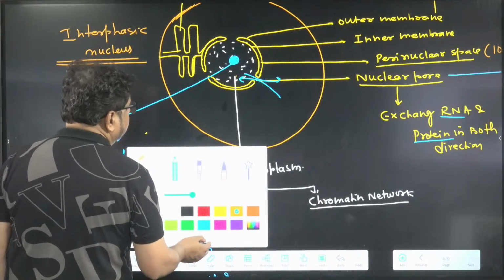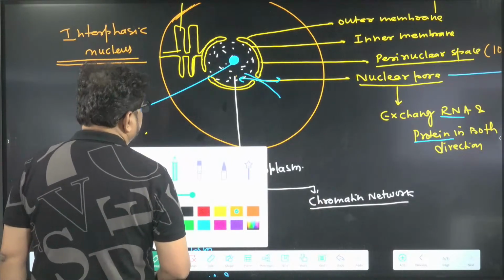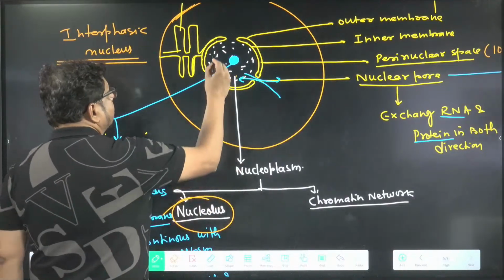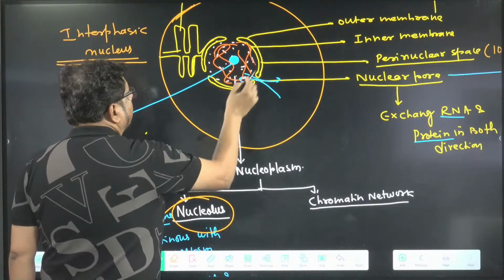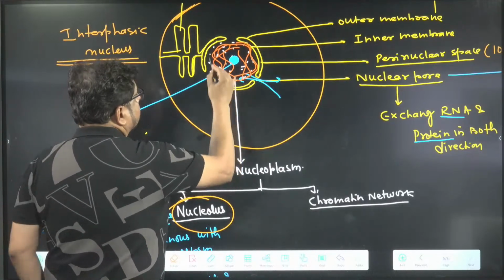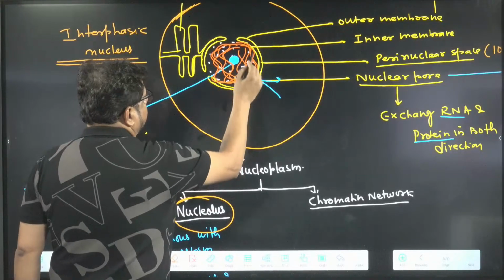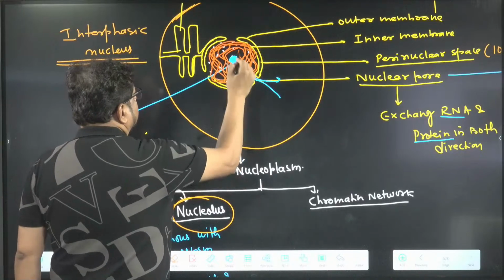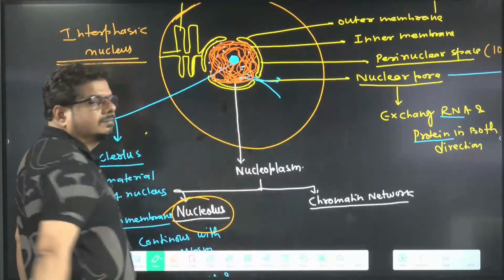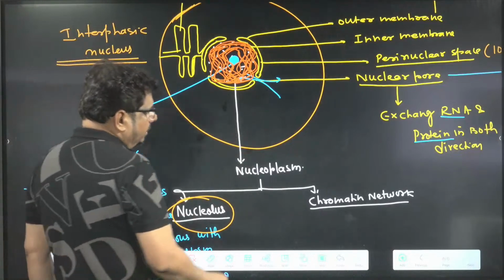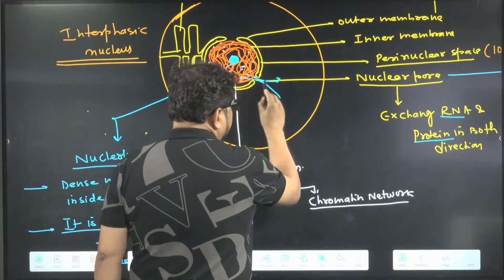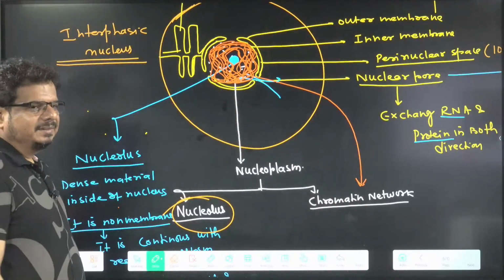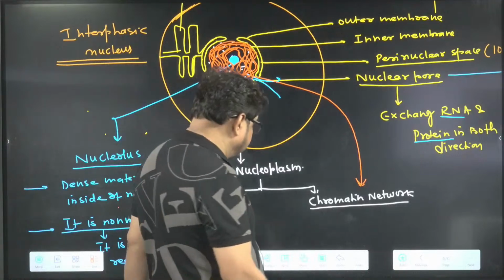How is it present? First try to understand with the help of a diagram. Give your attention. So it is present like this. Got the idea? So what is this structure basically? Chromatin network. Got the idea? Clear in the mind?